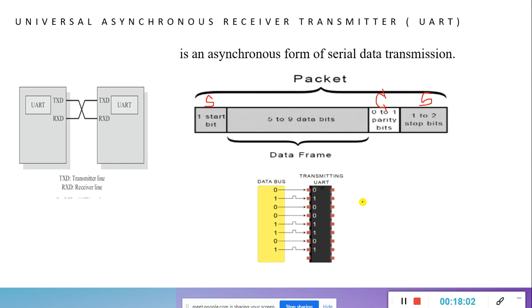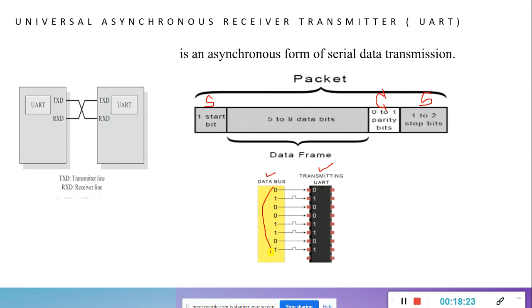So that's what we call UART working. You can observe here, this is a data bus and this is transmitting the signal to the UART. How is the data getting transferred here? A 0 is moved as it is. Whenever there is a logic 1, there will be a small clock pulse, logic 1.